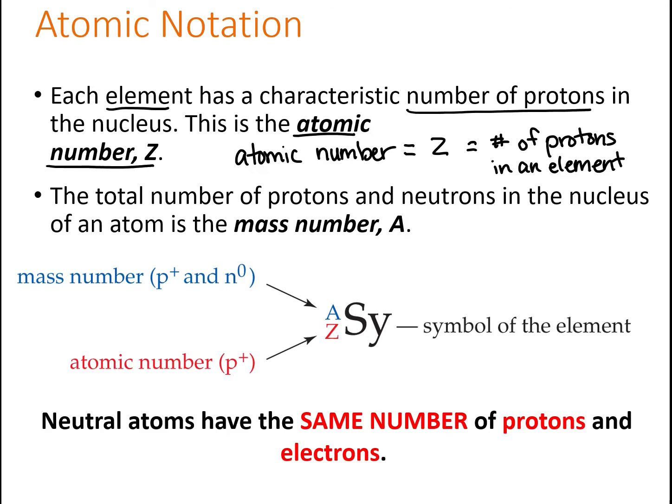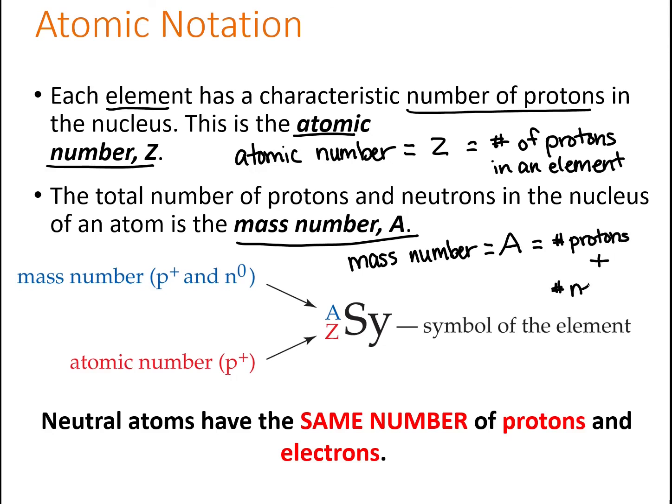The total number of protons and neutrons in the nucleus is the mass number, which is abbreviated A. So the mass number is equal to A, which is equal to the number of protons plus the number of neutrons.